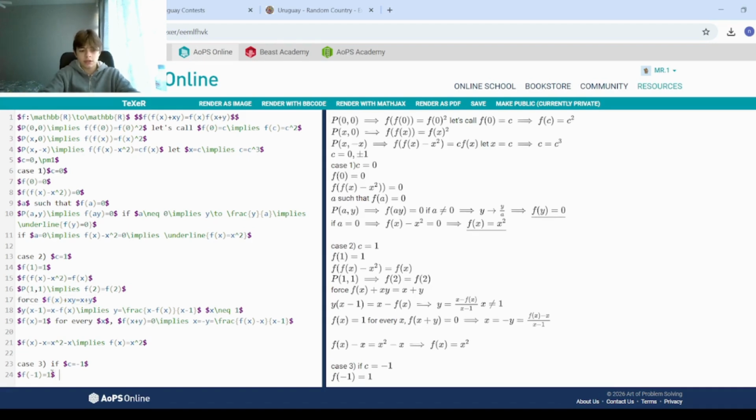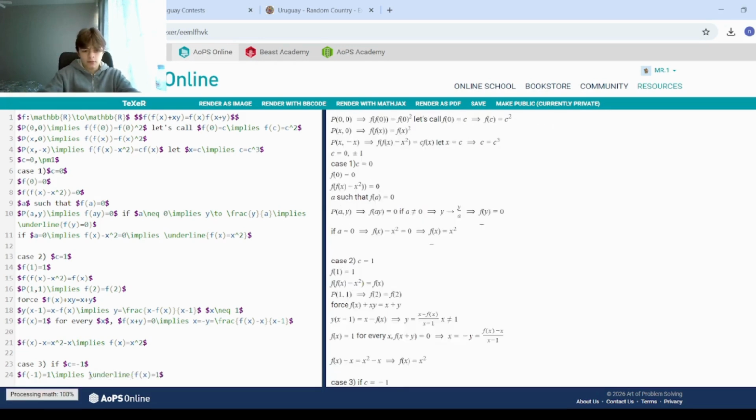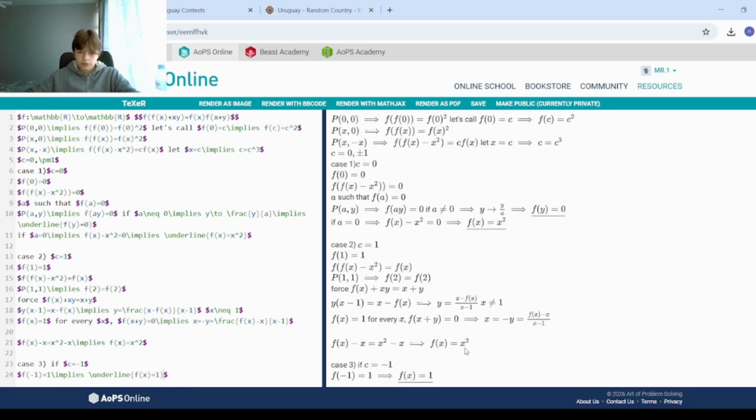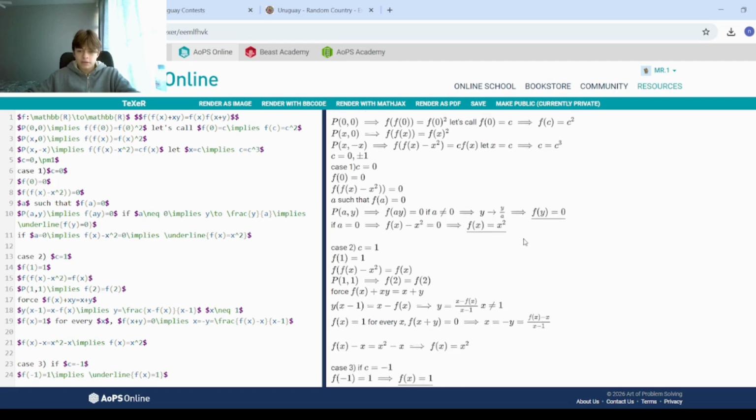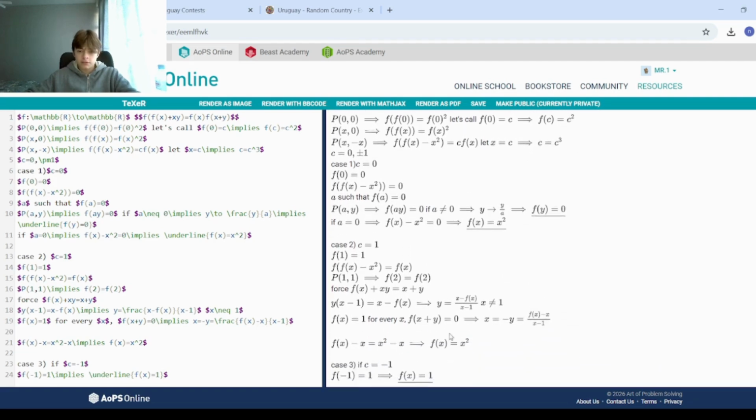We don't need all these cases. So this case simply implies that f(x) is 1 for every x, and we are done, I think. Yeah, that's it. Underline. So we have three solutions: f(x) equal to 0, which is true, f(x) equal to x squared, and f(x) equal to 1. And that's it. We are done solving this problem.